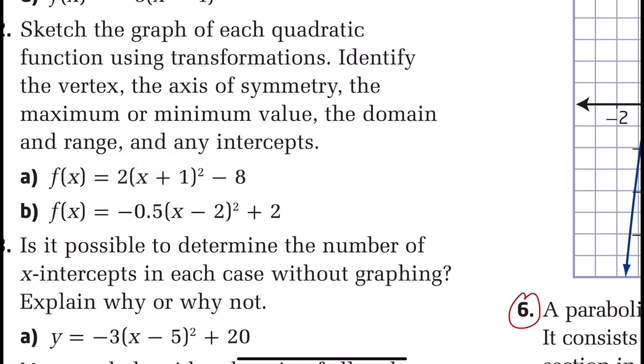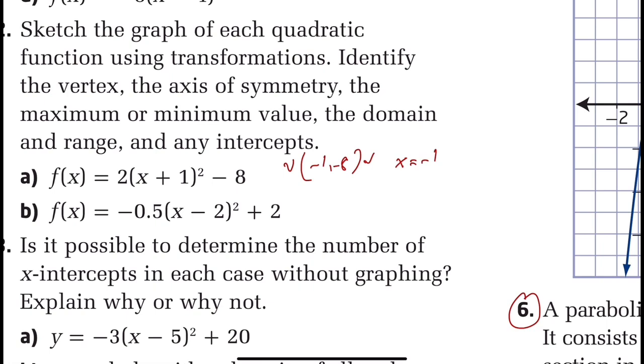Perfect. The vertex is p and q, so we have minus 1 and minus 8. This is the vertex. The axis of symmetry will be x is equal to our p, which is minus 1.